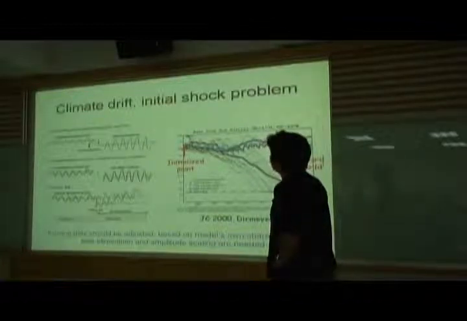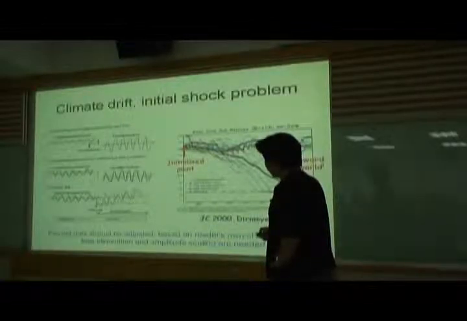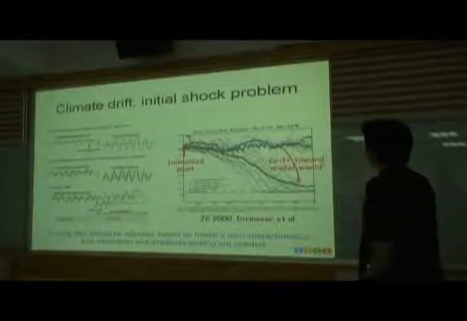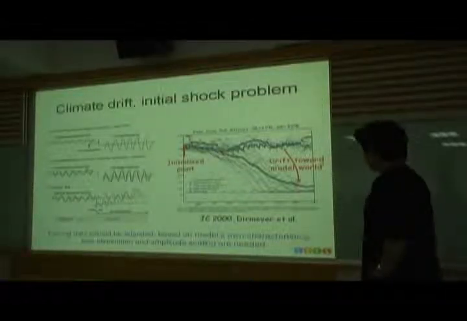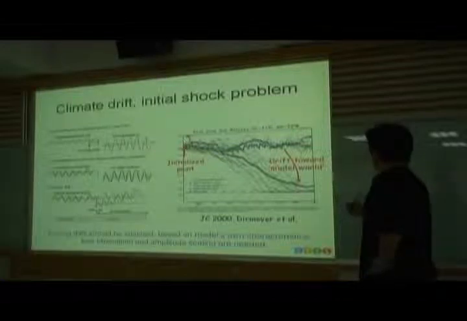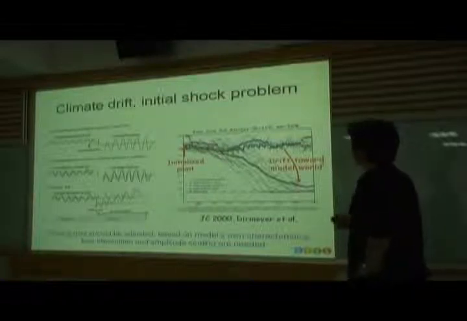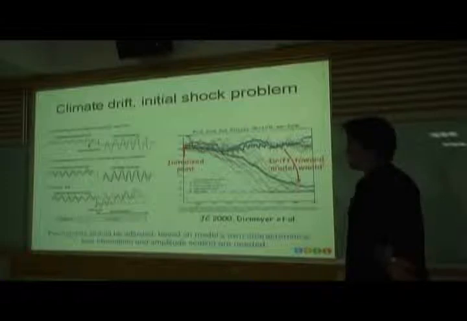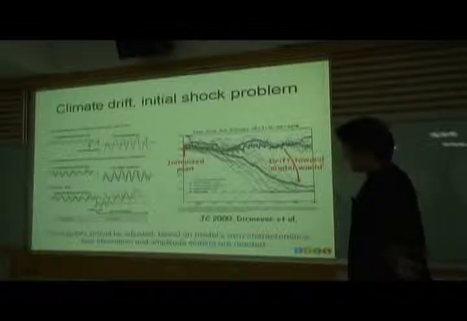On a time scale of less than a week, the land condition abruptly moves to the model world. This is one sample. Here I tried to initialize one point. This is an initialized point of soil moisture. This is the observed world, and the model quickly drifts toward the model world. So this problem makes the seasonal forecast useless.